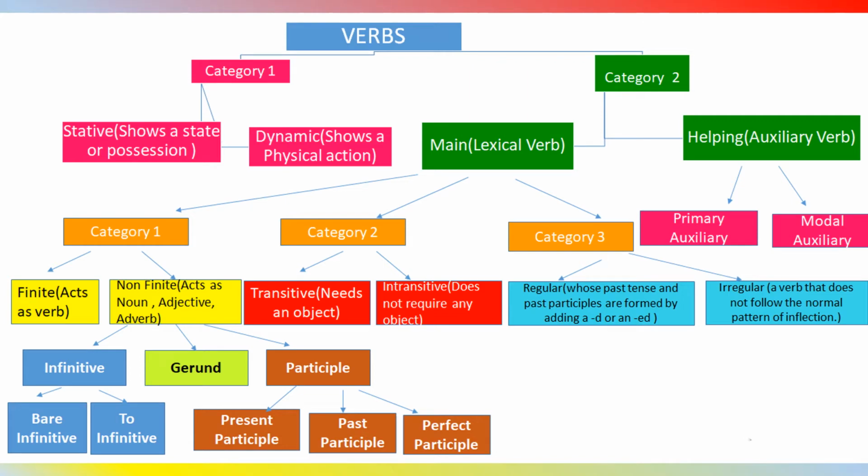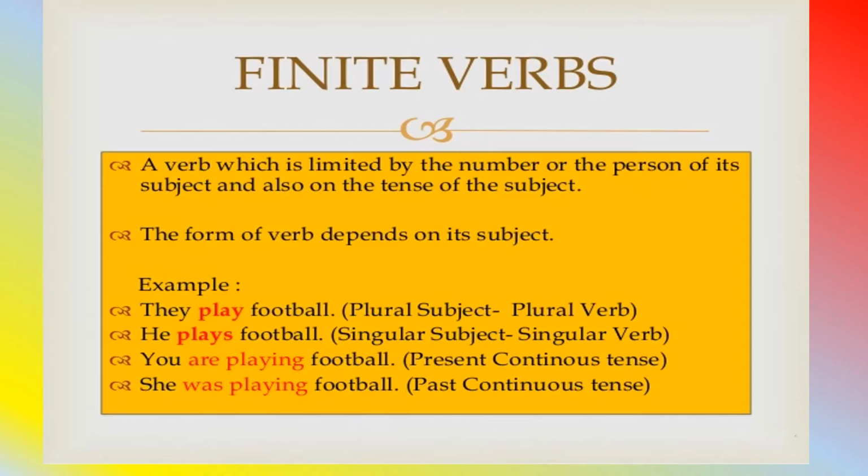Now let's talk about the main verbs. I had told you that they are further categorized in 3 different types: category 1, category 2 and category 3. So as per the category 1, we have divided the verbs in 2 types: finite verbs and non-finite verbs. Let's see what are these. Finite verbs. A verb which is limited by the number or the person of its subject and also on the tense of the subject is called finite verbs.